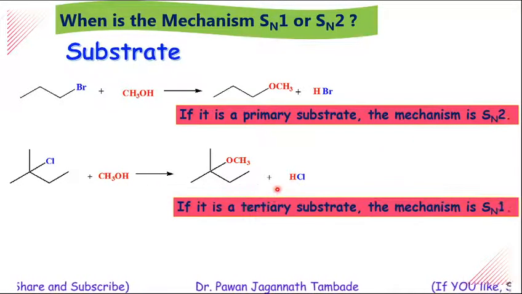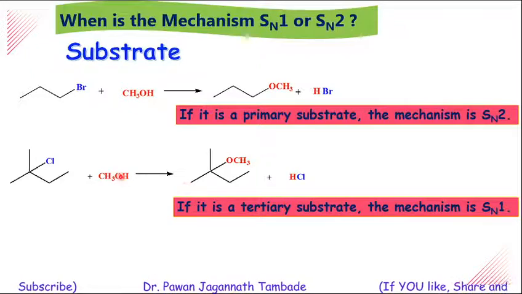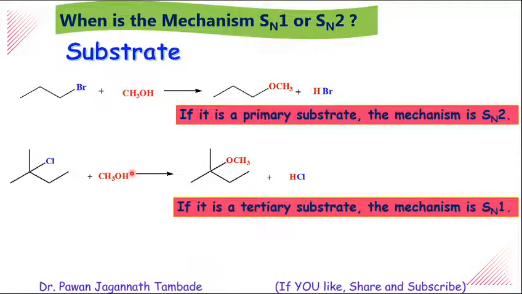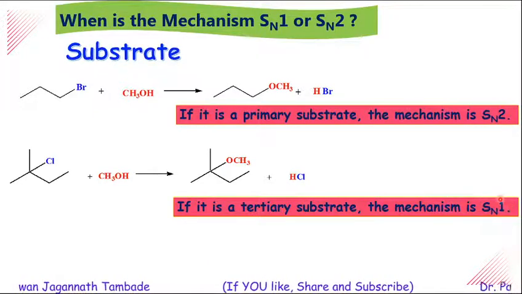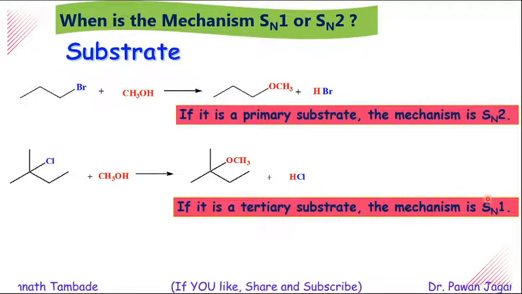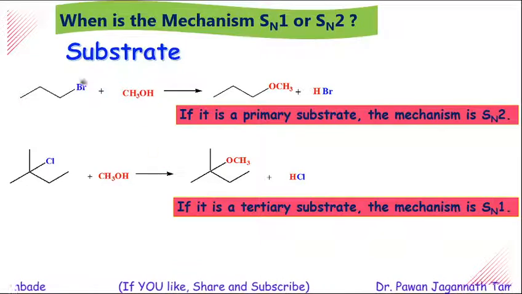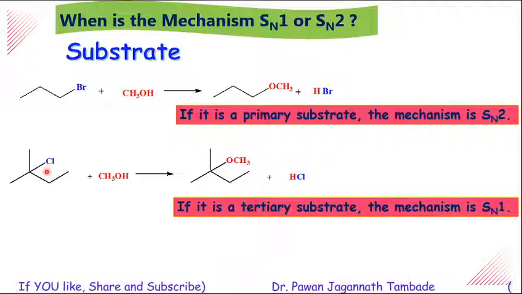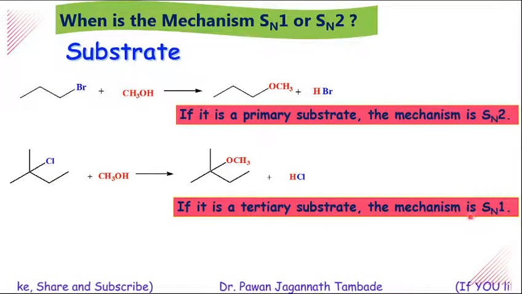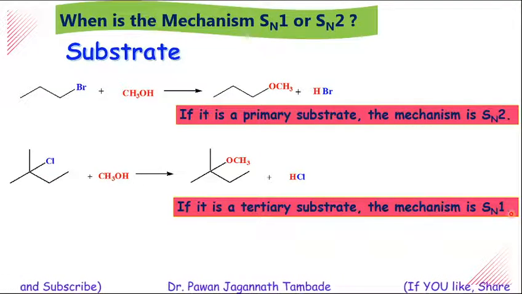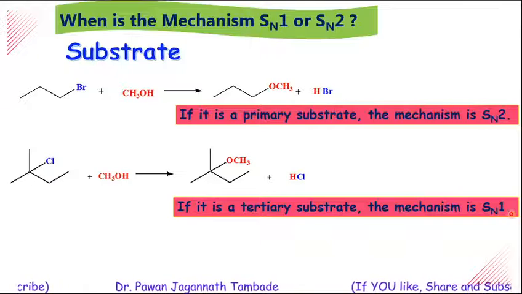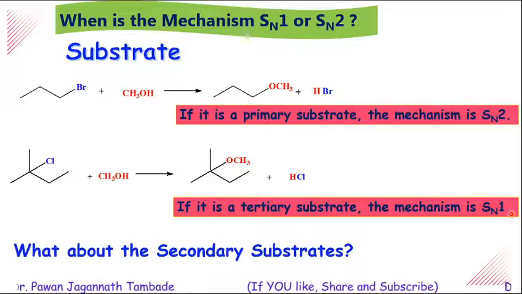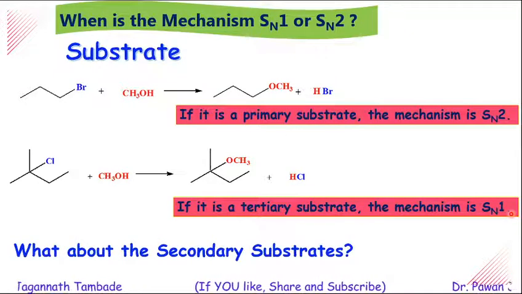However, if we are having tertiary alkyl halide as a substrate, then such molecule undergoes nucleophilic substitution reaction through SN1 mechanism. Clear? So, methyl halide or primary alkyl halide undergoes SN2, and tertiary alkyl halide or tertiary substrate always undergoes SN1 reaction. Now, what about secondary alkyl halide? If our substrate is secondary, then whether it will undergo SN1 reaction or SN2 reaction.